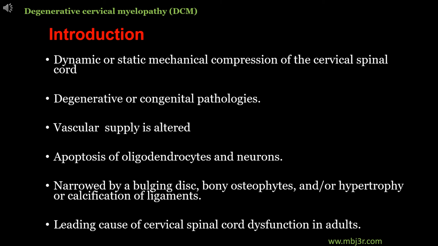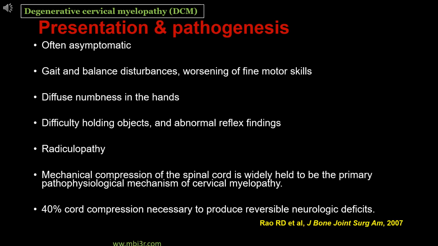The spinal canal of the cervical spine may be narrowed by a bulging disc or bony osteophytes and/or hypertrophy or calcification of ligaments. DCM remains the leading cause of cervical spinal cord dysfunction in adults, with a rising prevalence due to an aging population. Clinical syndromes and pathogenesis of cervical myelopathy.